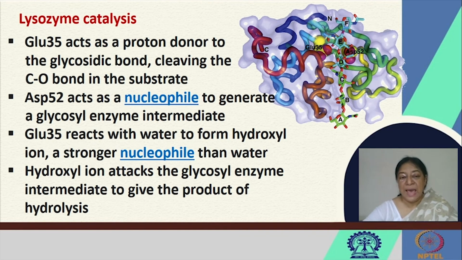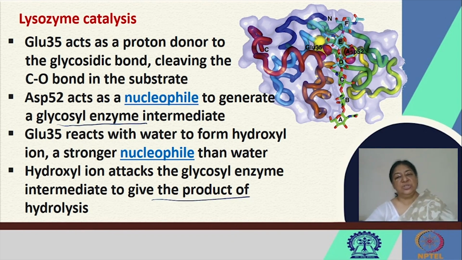Aspartic 52 acts as a nucleophile that generates a glycosyl enzyme intermediate. Then there is a reaction of Glu35 with water to form a hydroxyl ion, a stronger nucleophile than water, which then attacks this glycosyl enzyme intermediate that was formed to give the product of hydrolysis. So the beauty of these reactions involves the proton, involves the hydrogen bond formation, and involves proton transfer, as we have seen in a number of these acid-base catalyzed reactions.